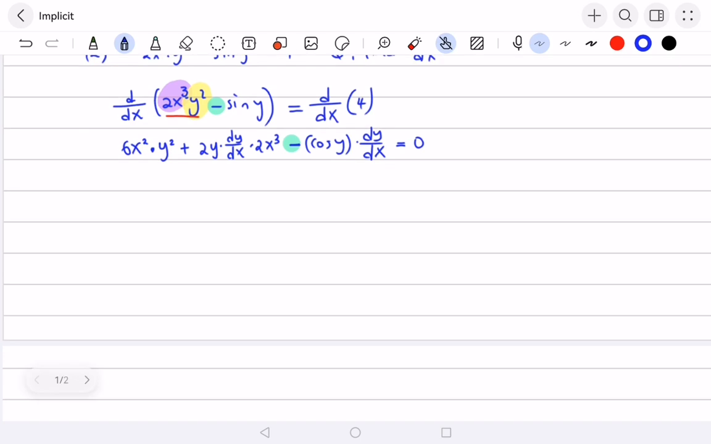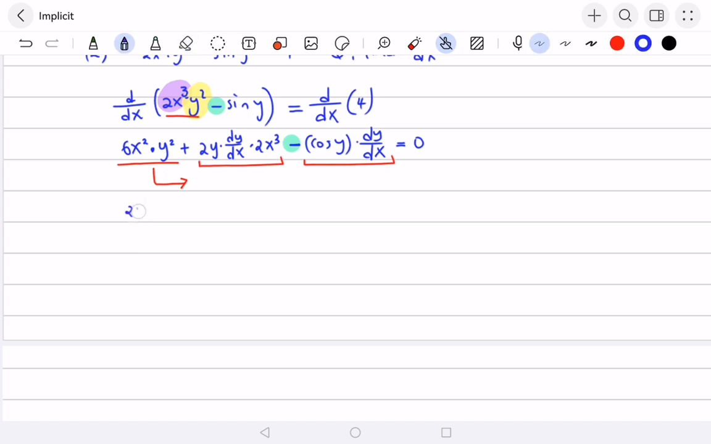Then we look for terms containing dy over dx. Here's our first term that contains dy over dx, and here's our second term that contains dy over dx. Then the ones that do not contain dy over dx, we isolate, we take them to the other side. And these ones, we leave them on the left hand side. So the left hand side, you'll have, let me use a blue color.